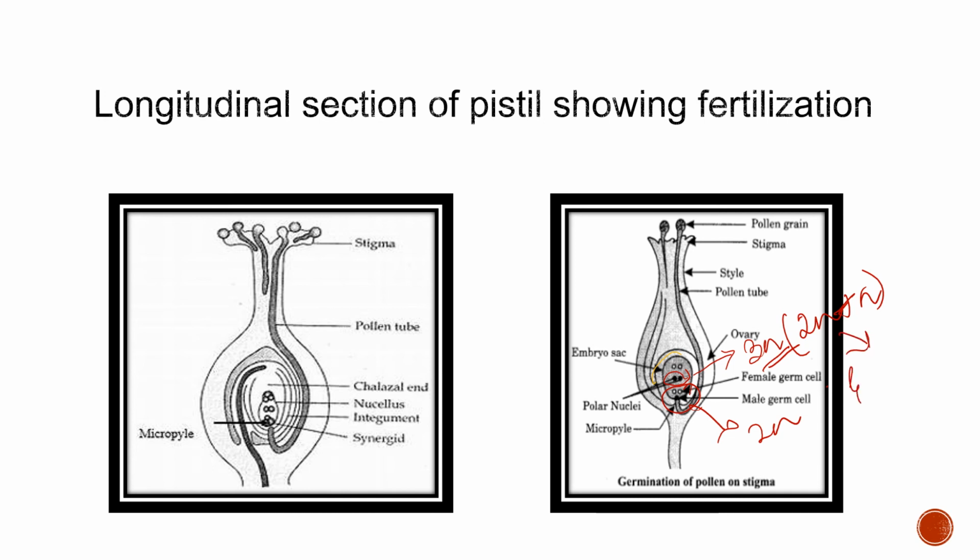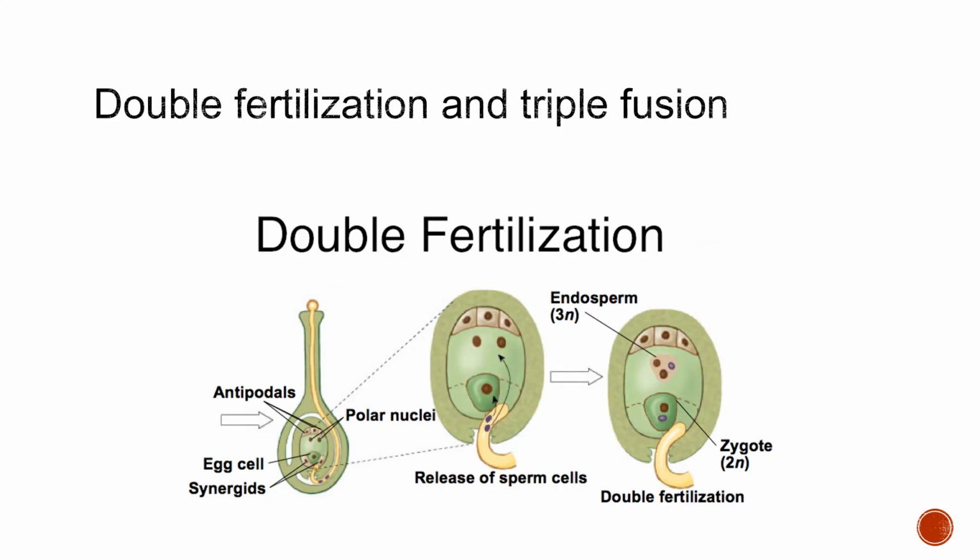So what does this endosperm do? Endosperm will store food for future use. So the endosperm is storing food for future use. Is it clear to everyone? It's a bit complicated, but I have tried my best to make it very simple, so please go through it so that you can understand it.